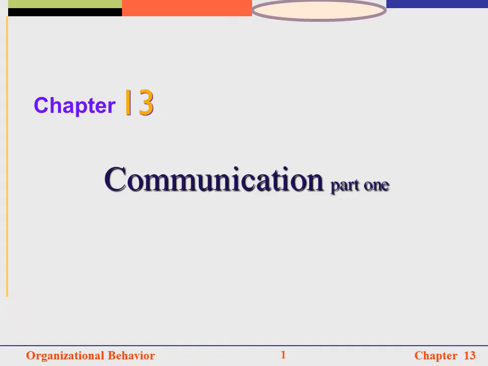This means that all the managerial functions, planning, organizing, leading, and control, all involve communication activities, meaning the manager needs to communicate with subordinates, peers, or top management to transfer information among them. So this chapter will be on the organization level of analysis.